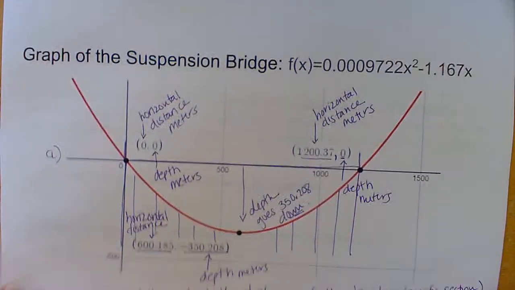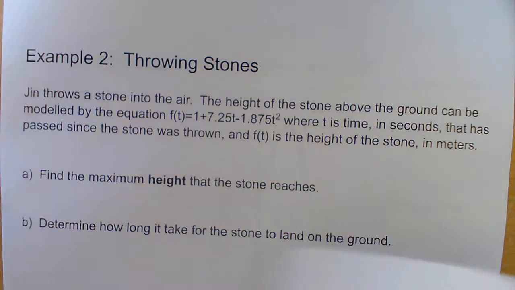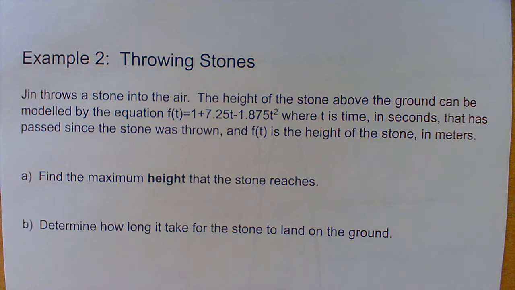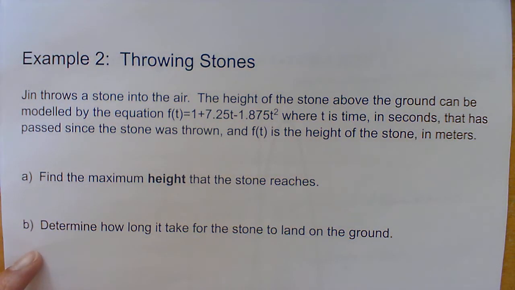Okay. Let's look at my next one. Throwing stones. Jin throws a stone into the air. The height of the stone above the ground can be modeled by the equation f of t equals 1 plus 7.25t minus 1.875t squared, where t is time in seconds that has passed since the stone was thrown, and f of t is the height of the stone in meters. We have to find the maximum of the height, and we have to determine how long it takes for the stone to land on the ground.